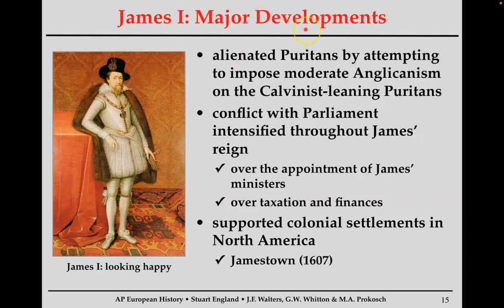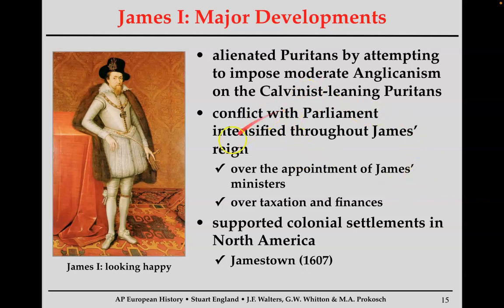All right, next one. So what's going to happen with the Anglican Church under James I is that he's going to alienate the Puritans in England by really doubling down on enforcing a more moderate version of Anglicanism. Again, remember, he was very pro Elizabethan settlements, and he wants to continue that during his reign, but that will make the Puritans in England not terribly happy.